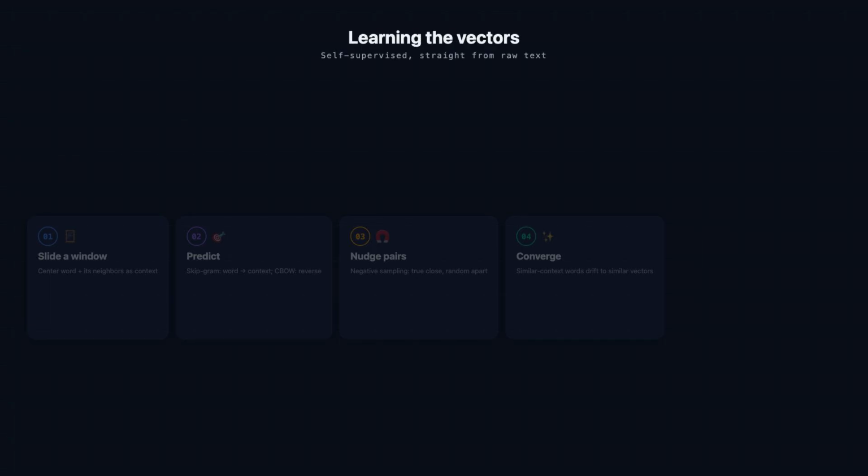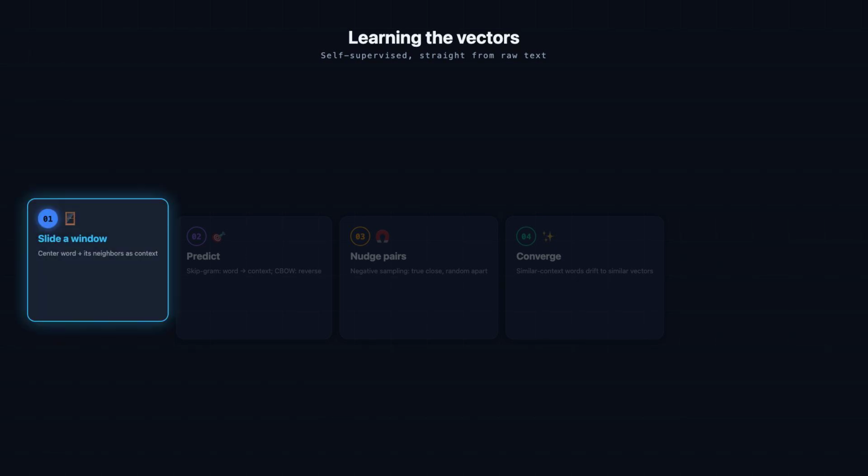So how does it actually learn those vectors? The recipe is beautifully simple, and it needs no labels at all. First, slide a small window across raw text. For each position you get a center word and the handful of words around it, its context. That's your entire training signal, and it comes free from any pile of text you have lying around. Nobody has to annotate anything.